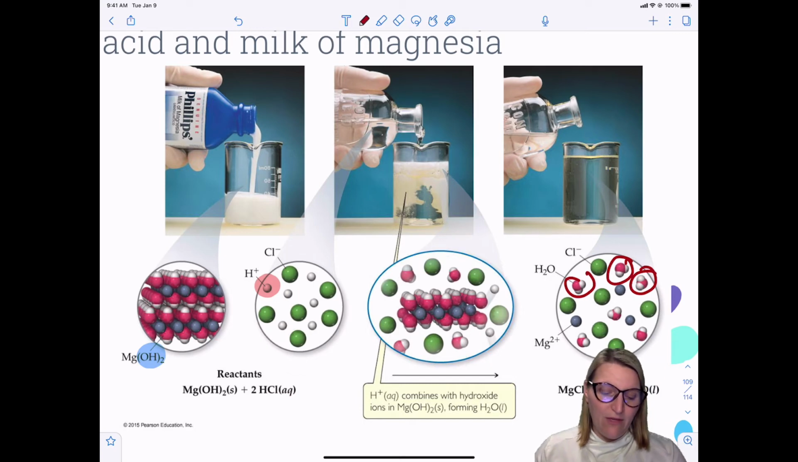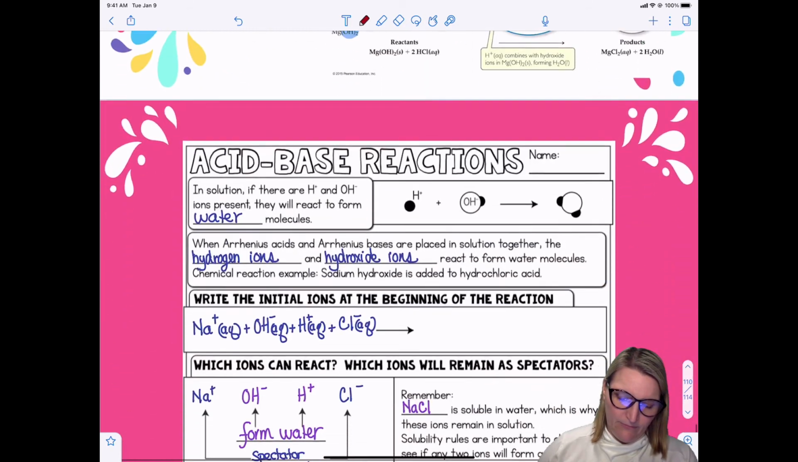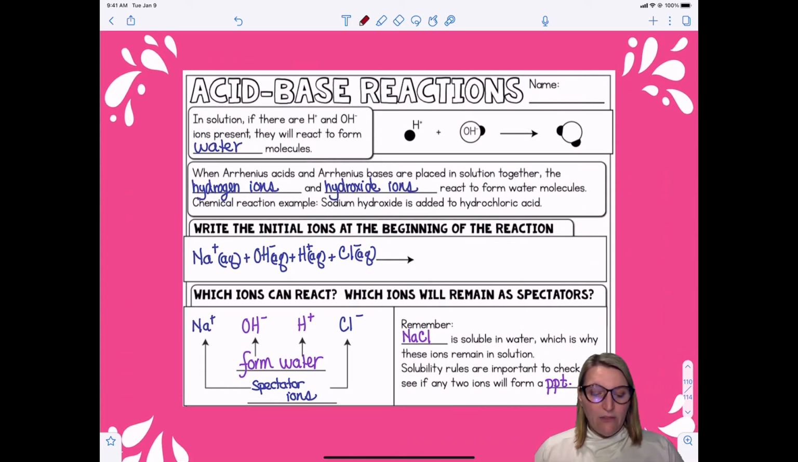That's why this compound, milk of magnesia, which is just magnesium hydroxide, is good if you have an upset stomach. If you have an upset stomach, sometimes it means you have too much acid. And then you drink the milk of magnesia, and the base in the milk of magnesia and your stomach acid neutralize and just form water. So in a solution, if there are H+ and OH− ions present, those will react to form water.